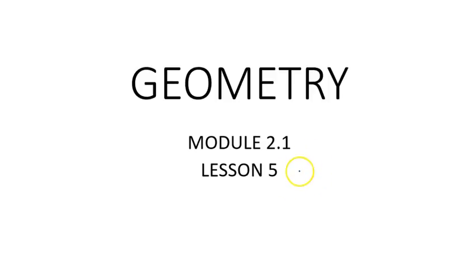Welcome to Lesson 5 of Module 2.1 in the course called Geometry. Today we're going to talk about the biconditional statement.